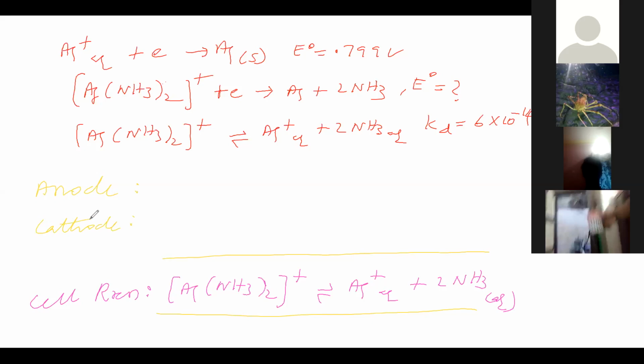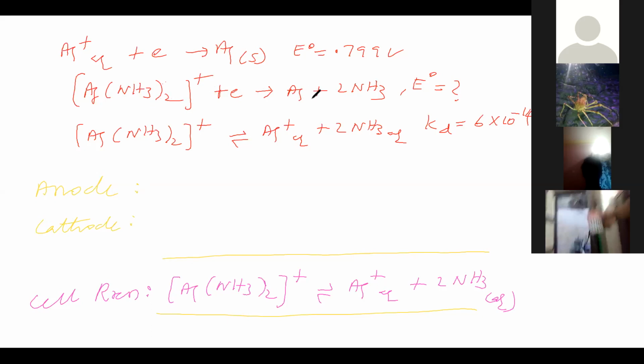One thing we have to take as the anode, another thing we have to take as the cathode. That means we have to take two electrodes in order to get this cell reaction. What are the two electrodes? Are two electrodes given? You see, one electrode is a silver electrode, and the other electrode is also a silver electrode.